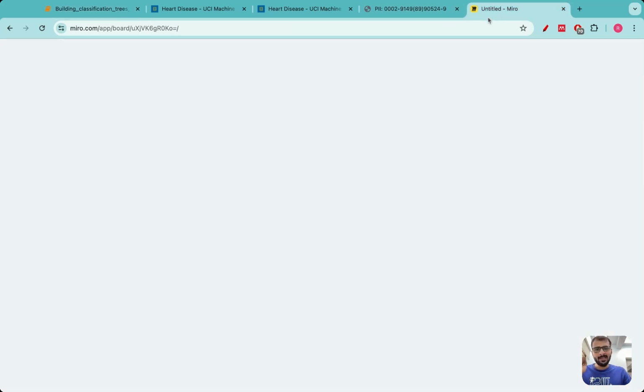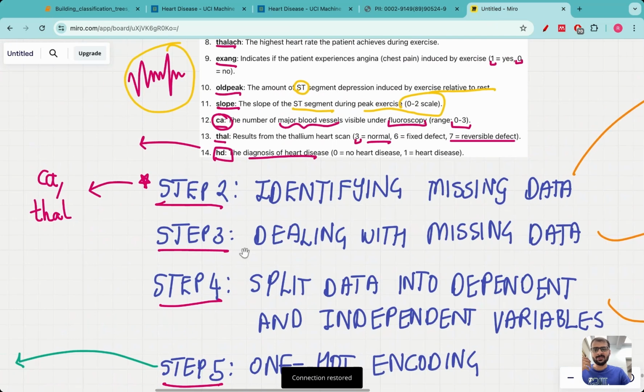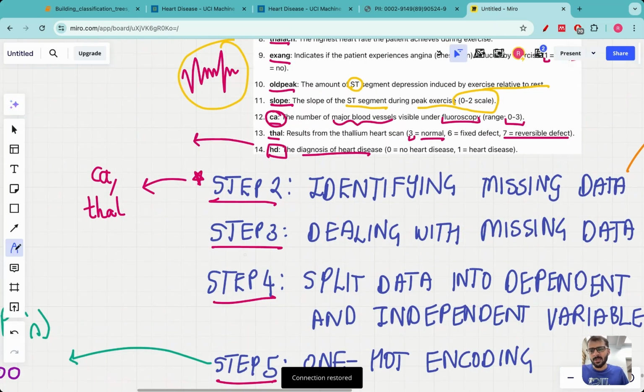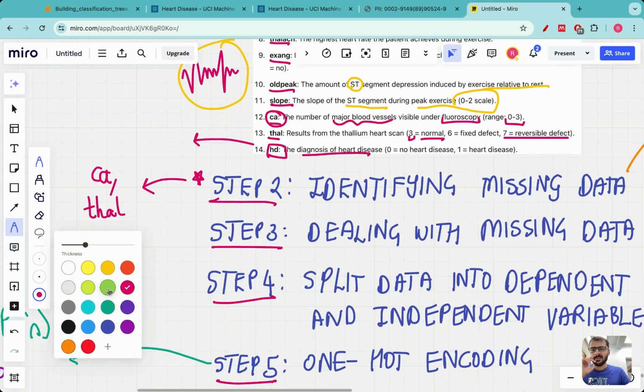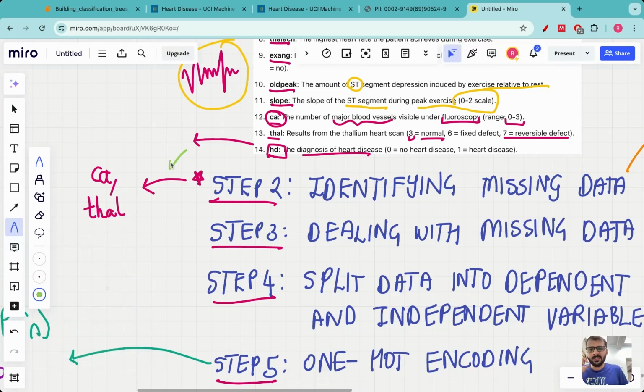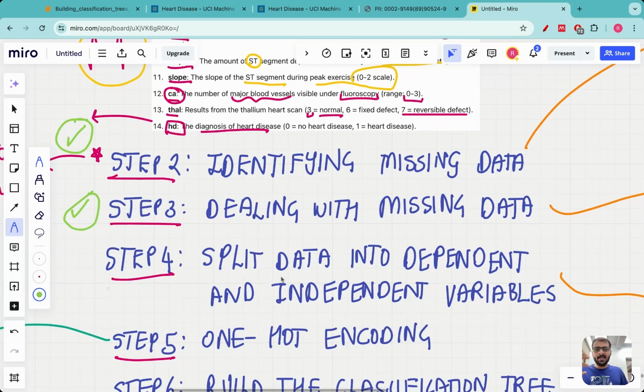Great. So until this stage of this video, we have reached step number 3, which is dealing with the missing data. Let me put a tick mark next to all of the steps which we have completed in this video so far. Yes, step number 2 has been completed. Step number 3 has been completed. So we have identified missing data. We have dealt with the missing data. Step number 4 is to split the data into dependent and independent variables.